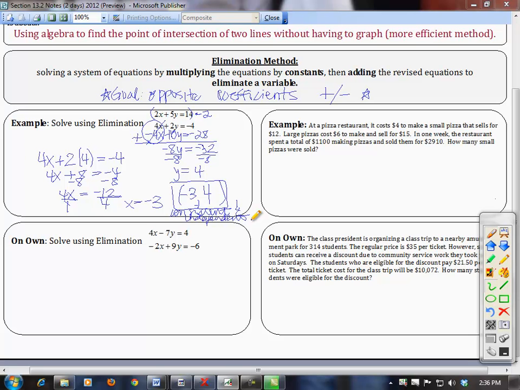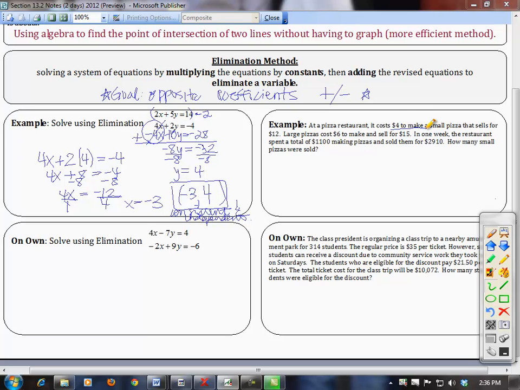Now, we've talked about this yesterday and the day before. We need to look at story problems and how this relates to real life. So let's take a look. At a pizza restaurant, it costs $4 to make a small pizza, and it sells for $12. Now here's what I'm going to do. I'm going to underline a few things.